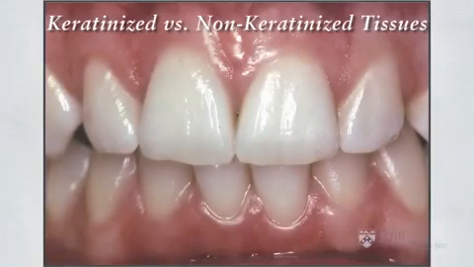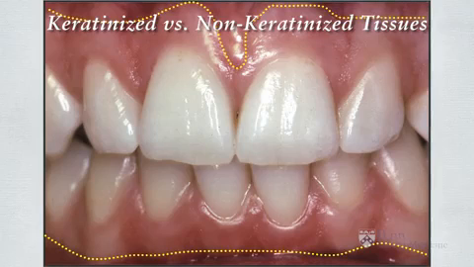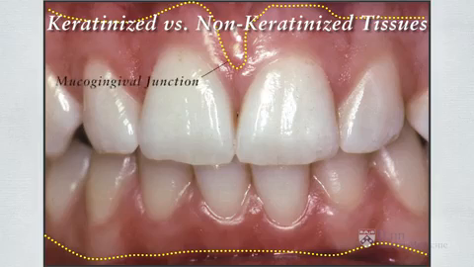The gingiva are composed of keratinized and non-keratinized gingiva. The keratinized gingiva has a layer of keratin, which results in a paler color, and the differentiating area between the keratinized and non-keratinized tissue is the mucogingival junction.